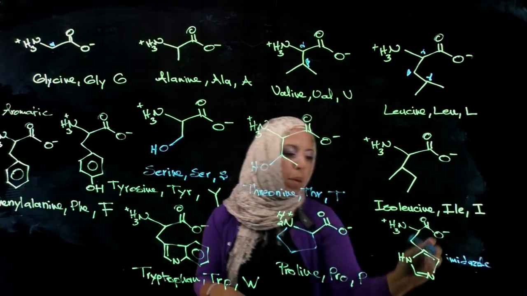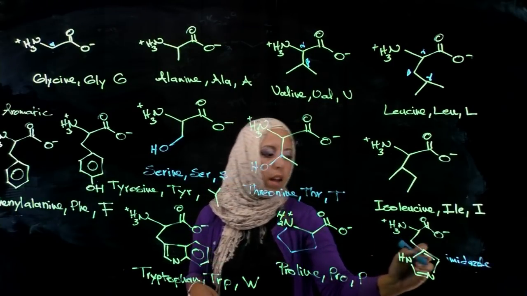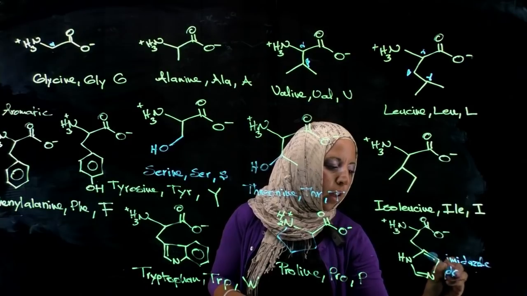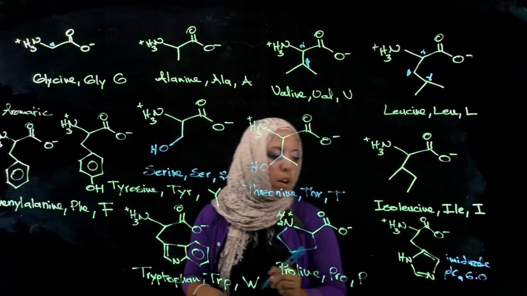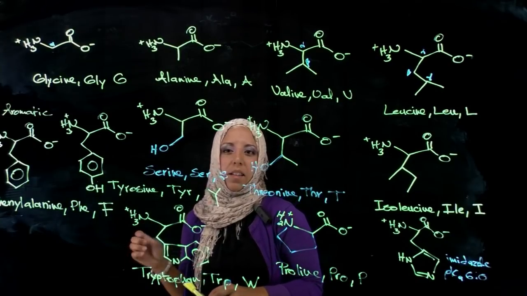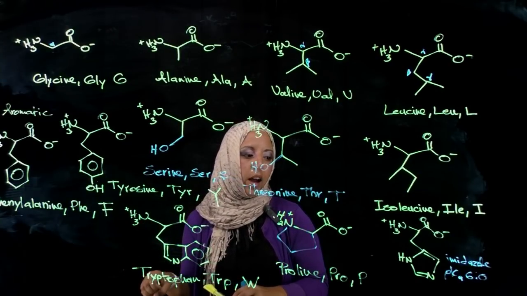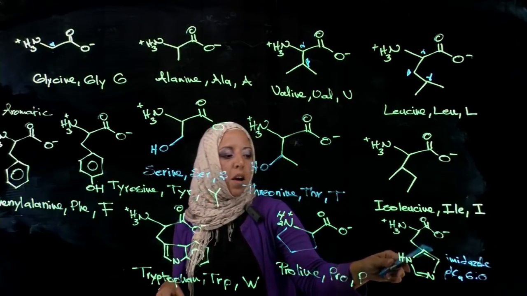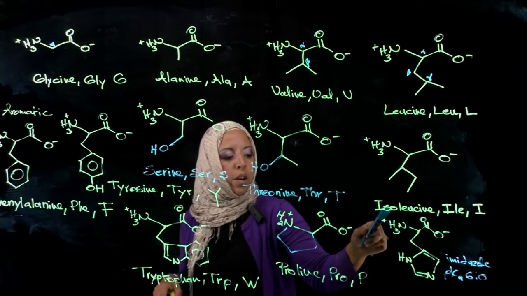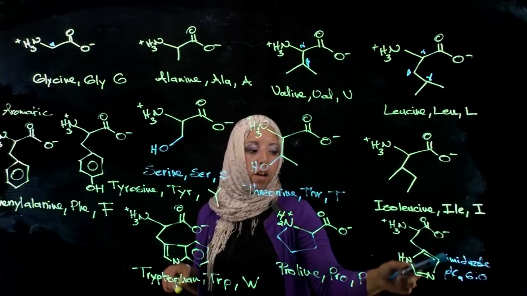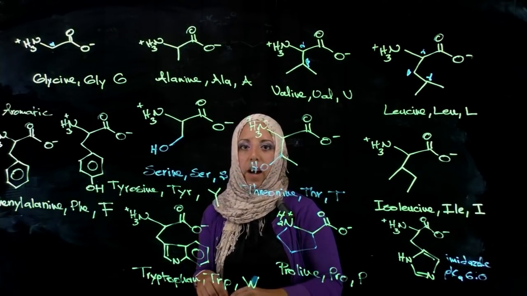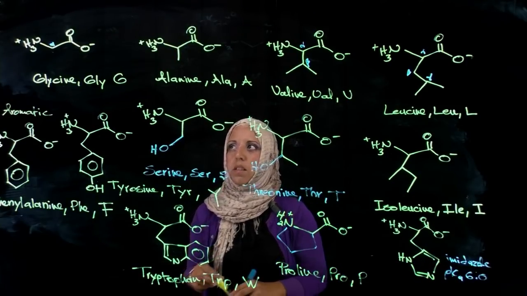The imidazole group of histidine has a pKa around 6, which means it can act as an acid or a base. So it's involved in acid-base reactions. It is also a ligand for the binding of different metal ions as well, and we'll see it at the active site of some proteins.